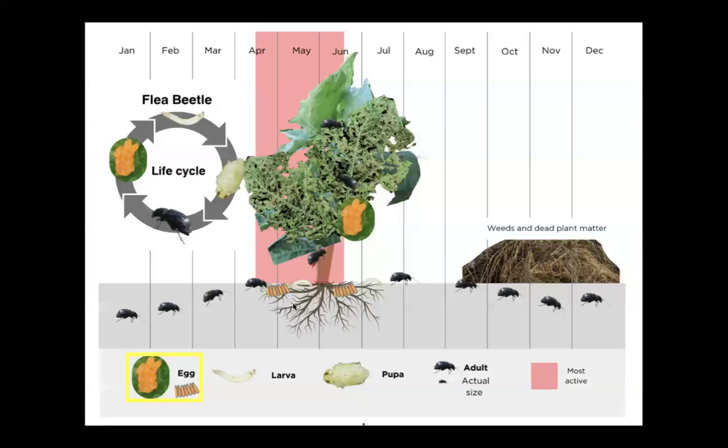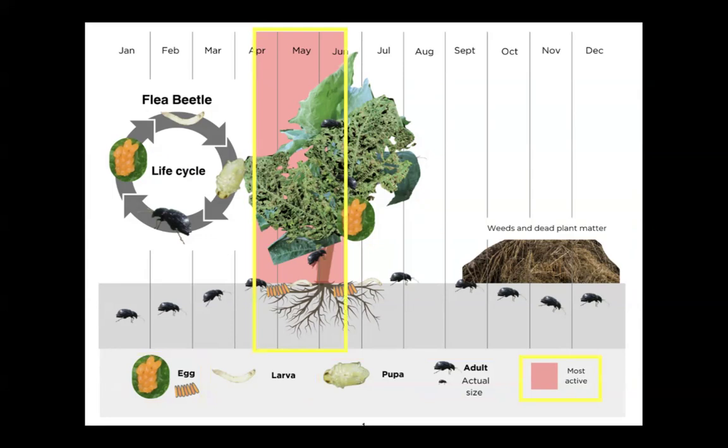Eggs. You can see the eggs at the base of the plant here. Larvae emerge from eggs, and then they pupate for a couple of weeks and turn into adults. These adults are typically seen in April, May, and June when they are most active.